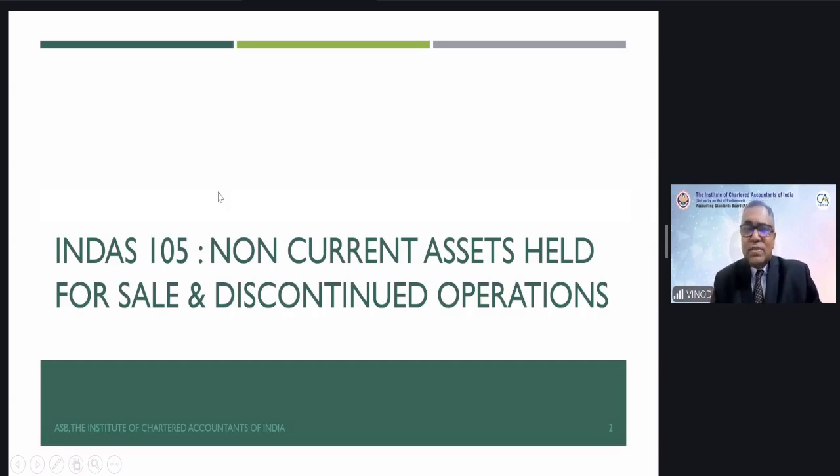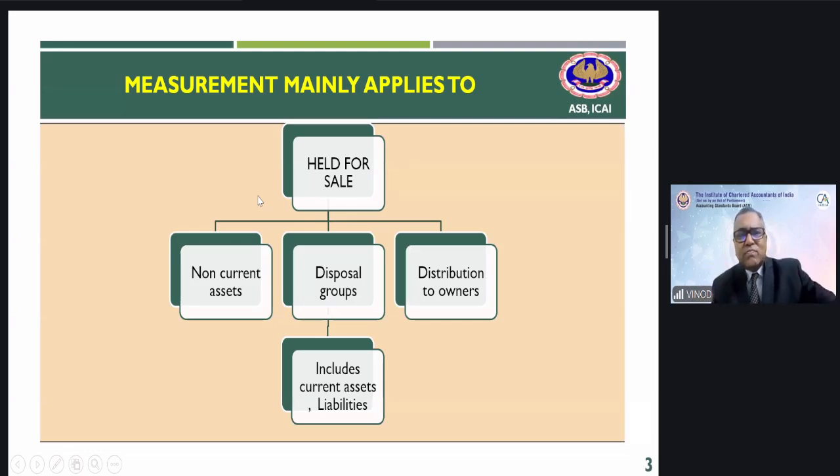So this standard is named 105, Non-current Assets Held for Sale and Discontinued Operations. This is a large name, non-current assets. So basically it is telling us this is only relevant for the non-current portion and not necessarily for the current portion. That's what it sounds like, but it is not necessarily true. Let us try to understand what it is trying to do. So we are dealing with the first part of this standard, non-current assets held for sale.